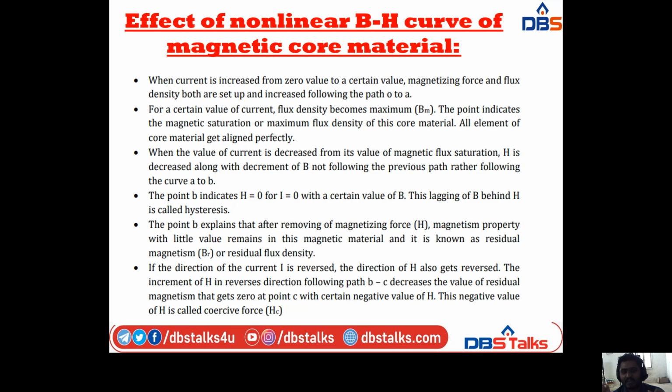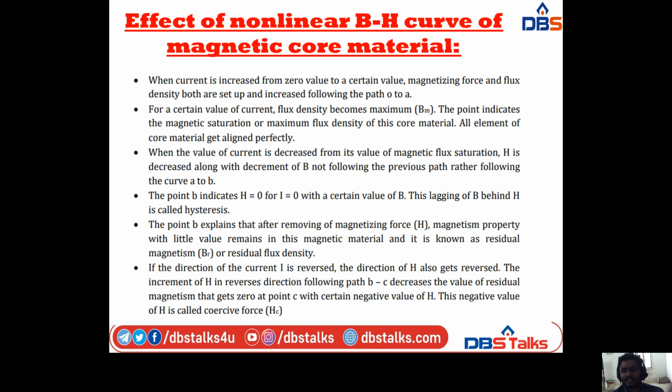For a certain value of current, flux density becomes maximum. This point indicates the magnetic saturation or maximum flux density of this core material. All elements of the core material get aligned perfectly in this condition. When the current is decreased from its value of magnetic flux saturation, H decreases along with the decrement of B, not following the previous path, but rather following the path A to B.